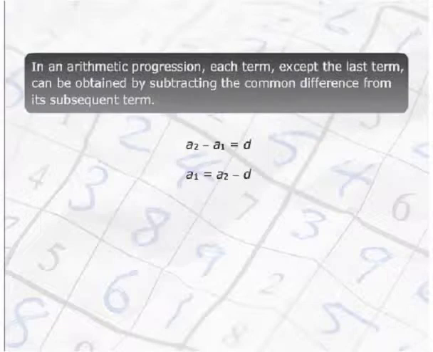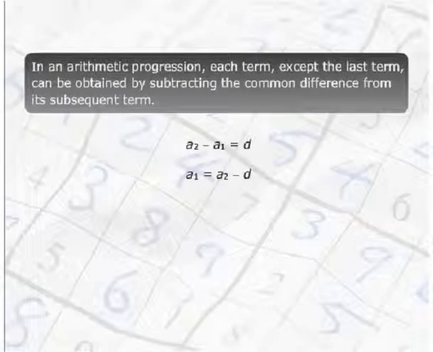But tell me something. What do we do if we know the subsequent term of an AP and not its previous term? Well, we can say A2 minus A1 is D. We know that. So if you rearrange the terms, A1 is A2 minus D. So all we are doing is a bit of juggling. And that gets me to conclude that in an arithmetic progression, every term, except of course the last term, can be obtained by subtracting the common difference from its subsequent term.